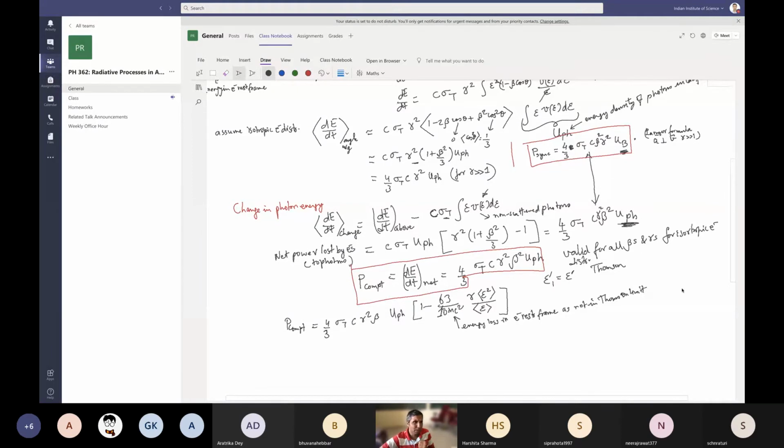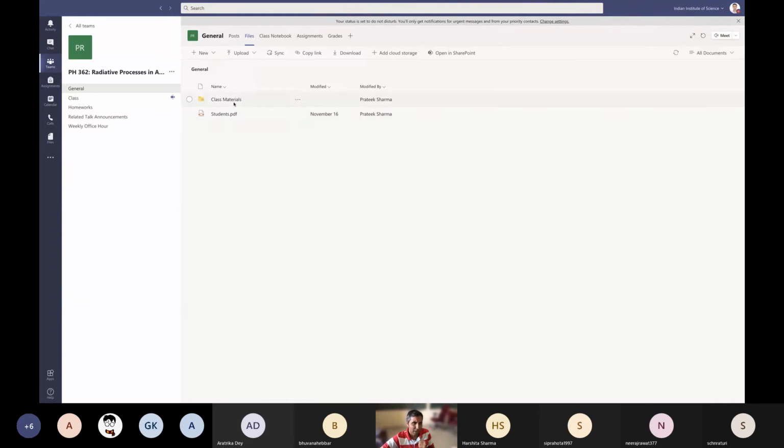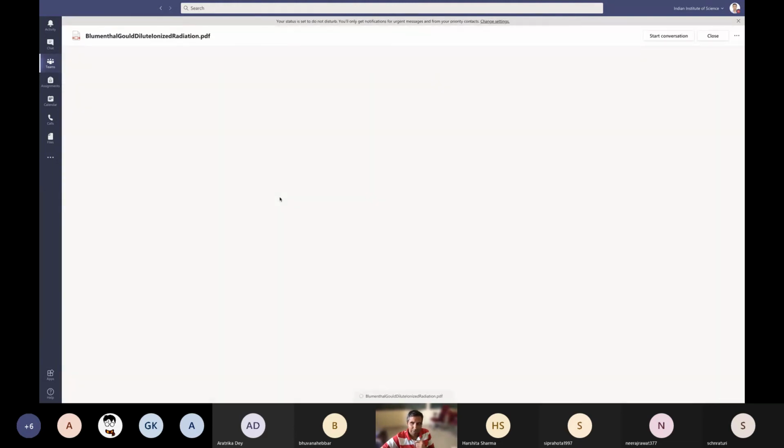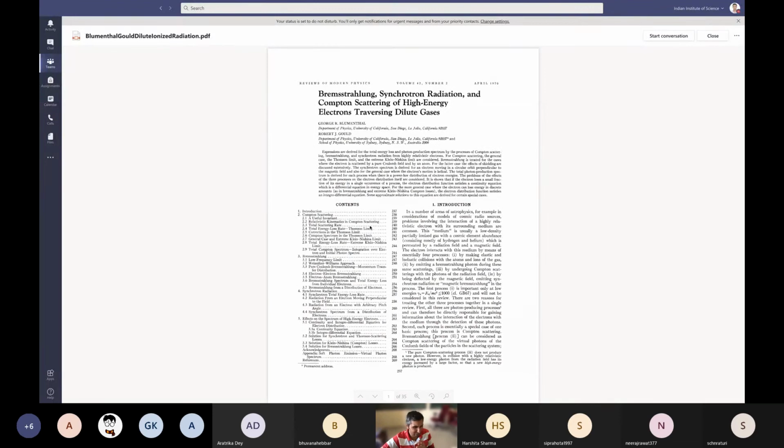By the way, I've uploaded some papers in the file section, including this useful Blumenthal paper. In fact, it gives a lot of details, even more than Rybicki and Lightman, and it covers Bremsstrahlung, synchrotron, and inverse-Compton processes. So if you really want to go in depth into some of these things, this is a good review article which I have uploaded on the course material.